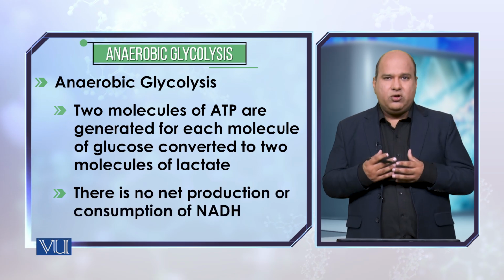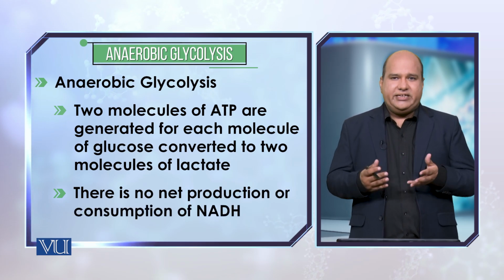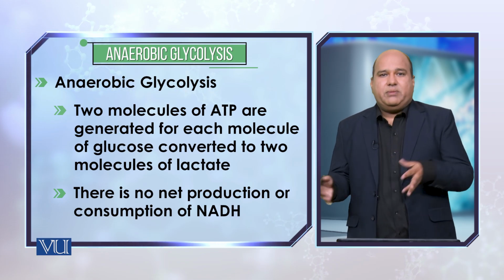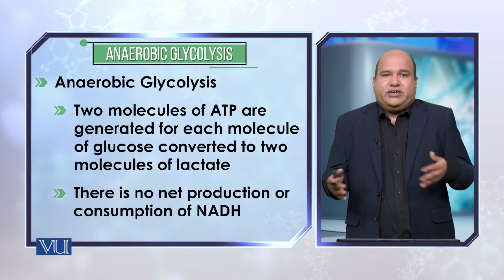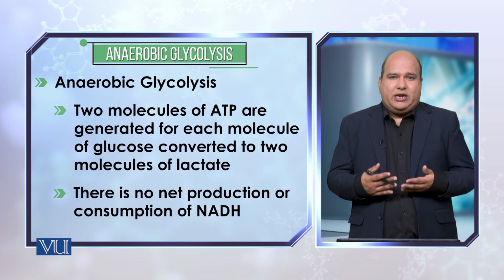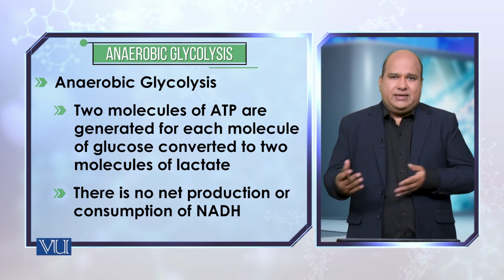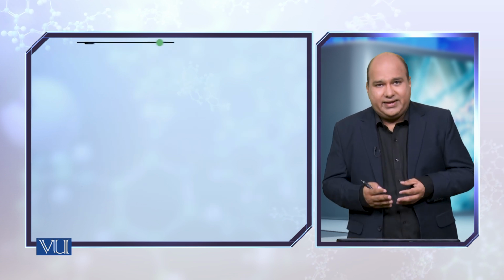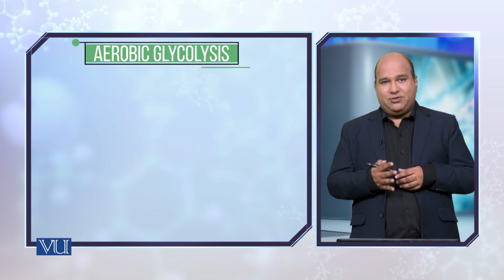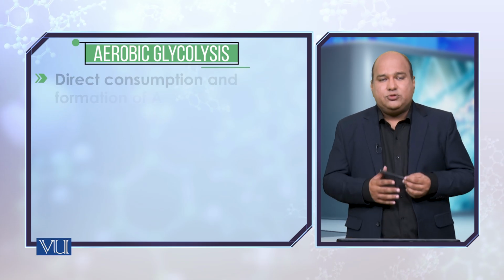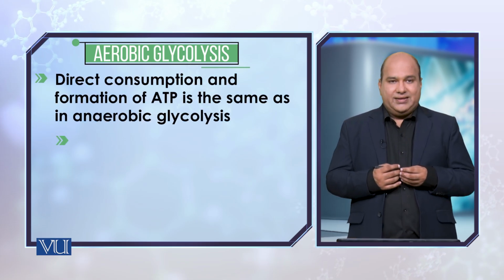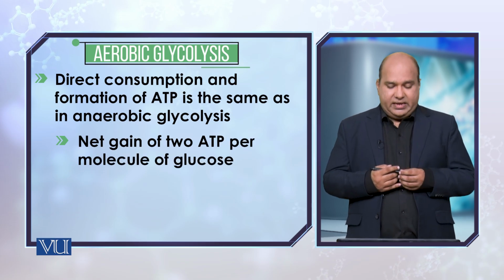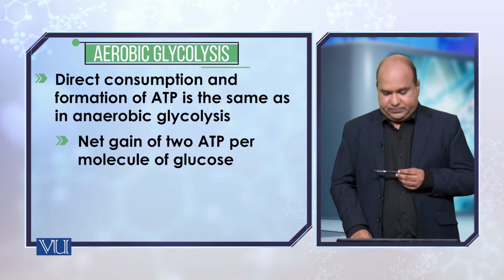There is no net gain of NADH, because the NADH being produced here does not go into the mitochondria, since mitochondria are not used here. This anaerobic glycolysis is without oxygen. On the other hand, aerobic glycolysis is glycolysis in which we make use of the mitochondria, and it is the glycolysis in which a lot of ATP is produced.